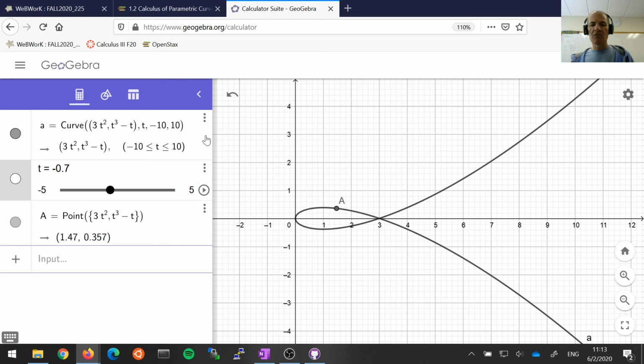So remember, t is not in this picture. This is the xy plane. T is behind the scenes controlling things. And when t is positive, the curve is concave up. And when t is negative, the curve is concave down. That's how we interpret this information.